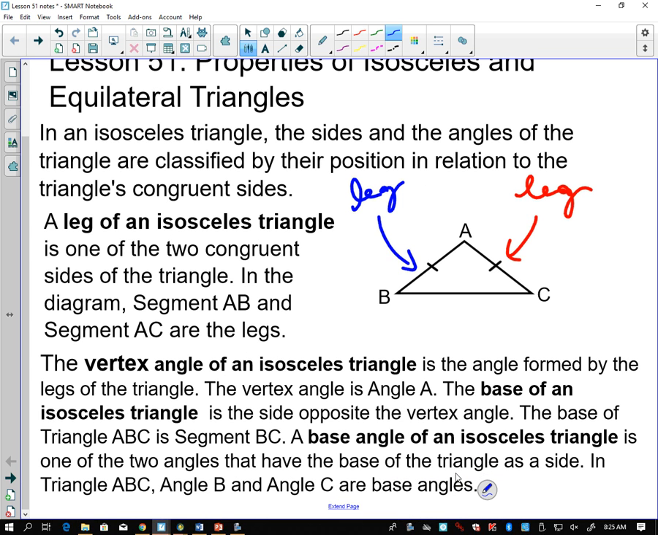The next little label that we get is the vertex angle of an isosceles triangle. It is the angle formed by the legs of the triangle. So in all of this, what should be our vertex angle? Angle what? Somebody who's not Chandler, not Maddie? Angle A. Okay? This is our base angle. It's different than our base. Our base is our side that's opposite the vertex, right? Or I'm sorry, I wrote base angle. It should be our vertex angle.